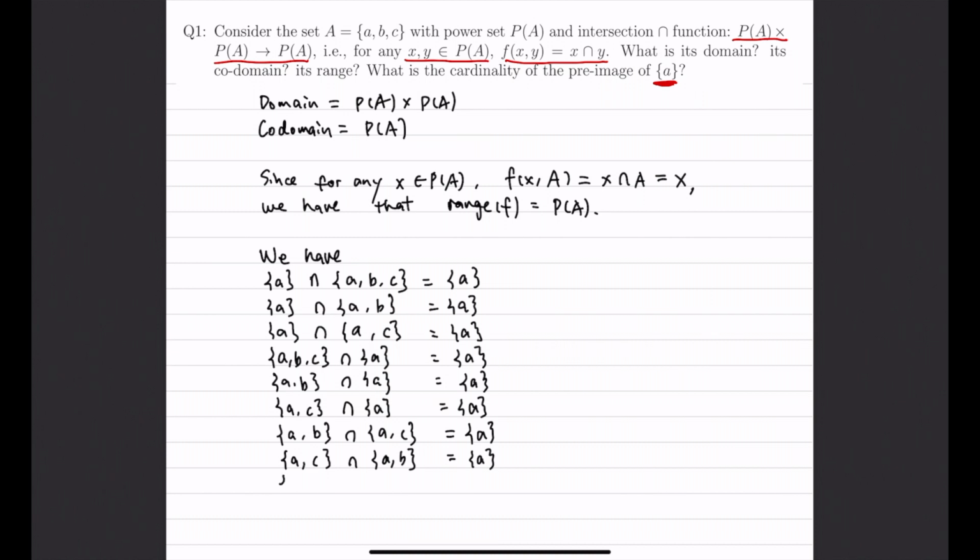And finally, we have a trivial example. So the set containing only A intersect with itself gives the set itself. So in total, we have 9 elements in the domain of the function and no more. Therefore, the cardinality of the pre-image of this element, this set containing only A, is 9.